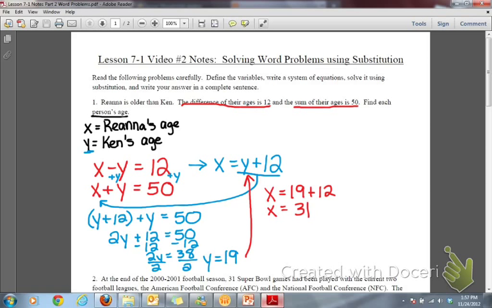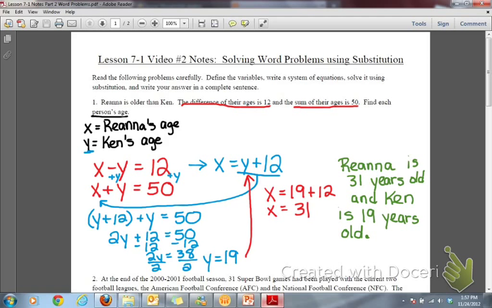So find each person's age. So you know their ages. Now we have to just put that into a sentence. So your sentence would want to answer the question. So I just wrote Rihanna is 31 years old and Ken is 19 years old.